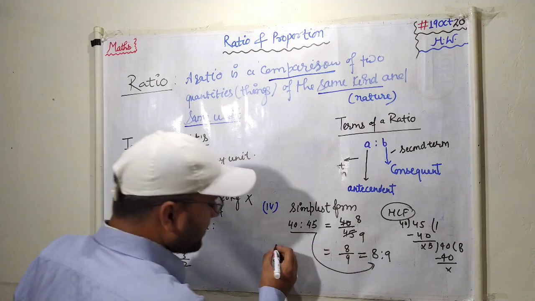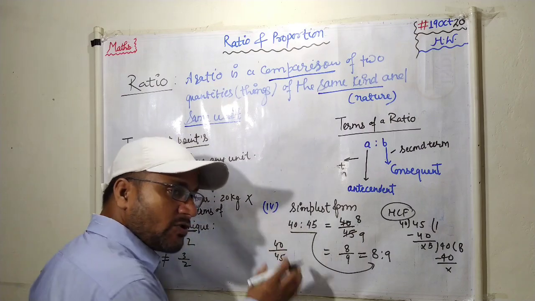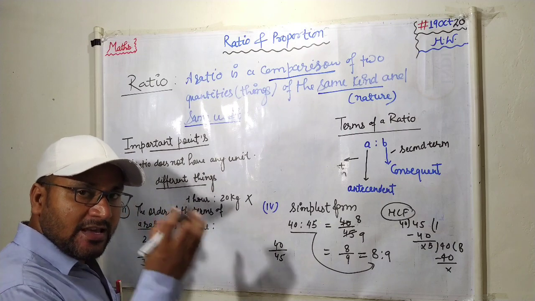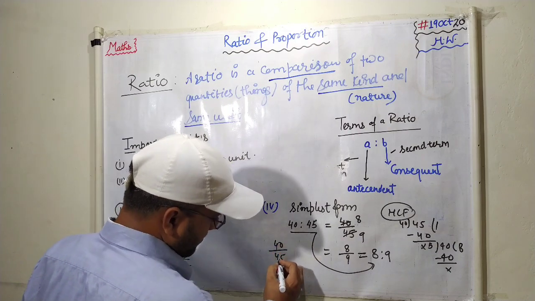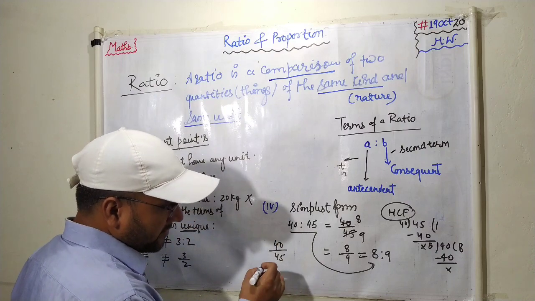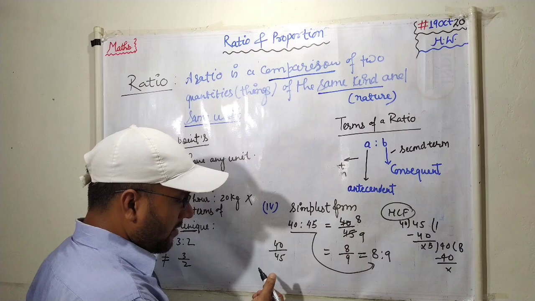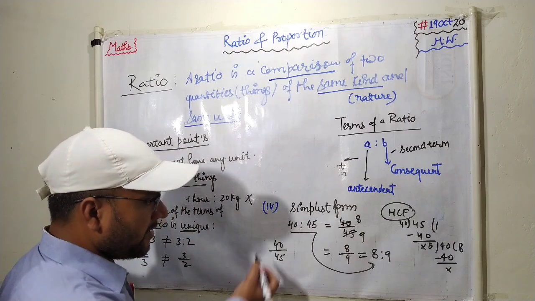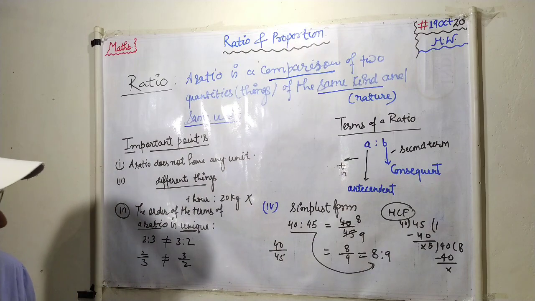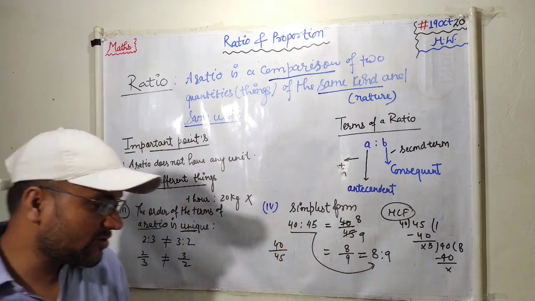Or another method is this one, by cancelling out these two terms by the same number. I think it is cancelled out by 5 only. It is not cancelled out by any other term, only by 5. So by cancelling out also you will get the same answer, students.